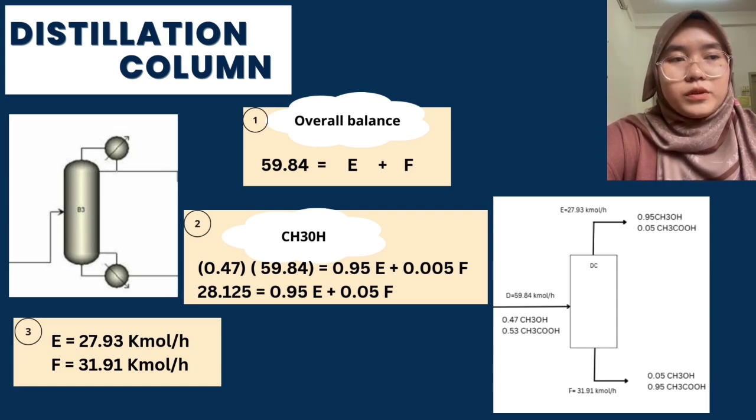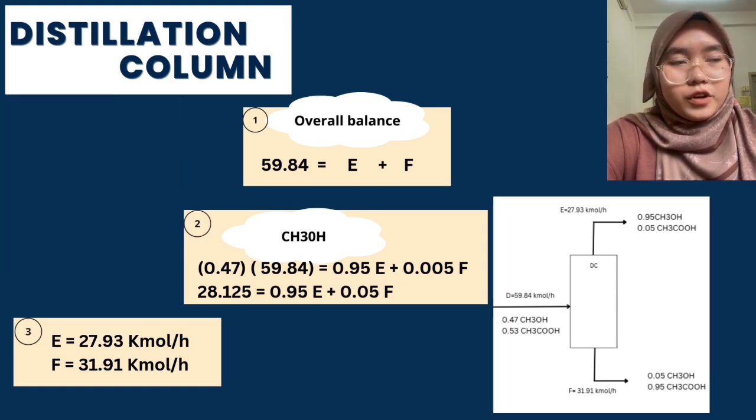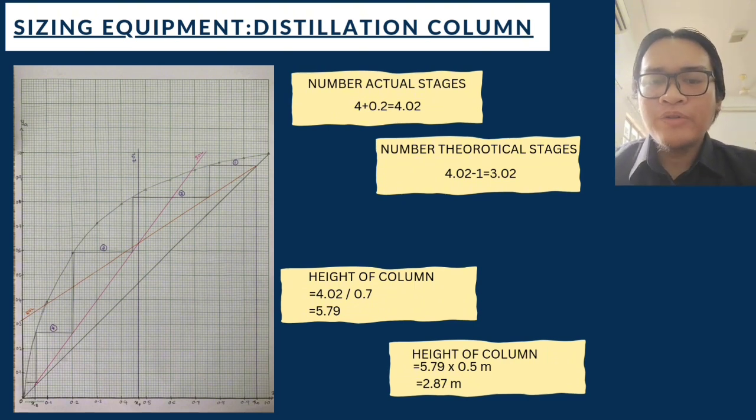So from this, we take the two equations in the calculator, and we get the answer for E, which is 27.63 kilomole per hour, and F, which is 31.91 kilomole per hour. So from this we will get the total or overall flow rate for each stream. And for the distillation column, we already know that the bottom is where our product is taken from. Okay guys, we continue to the next section, which is sizing equipment for this column.